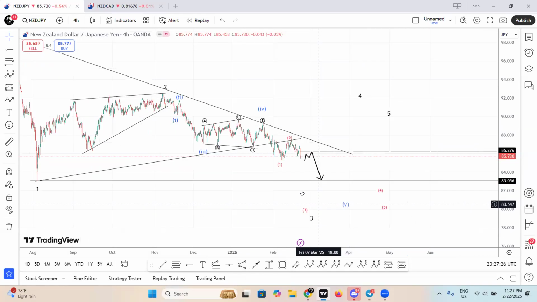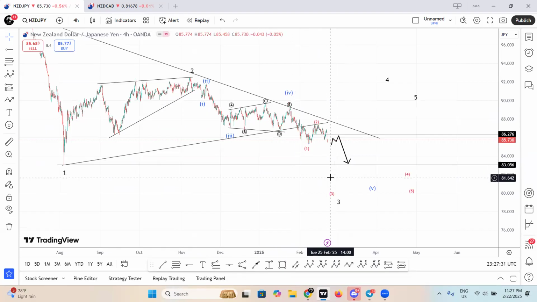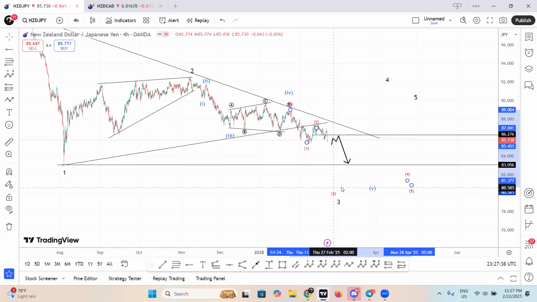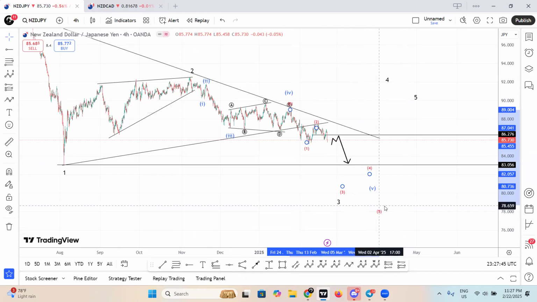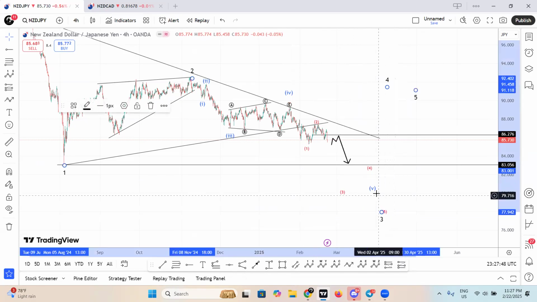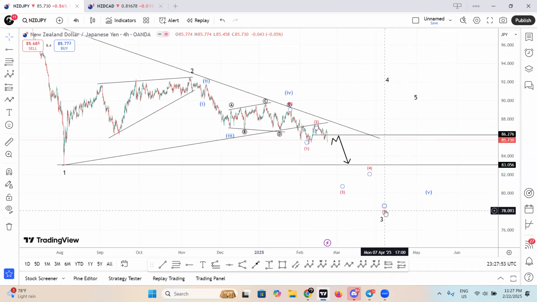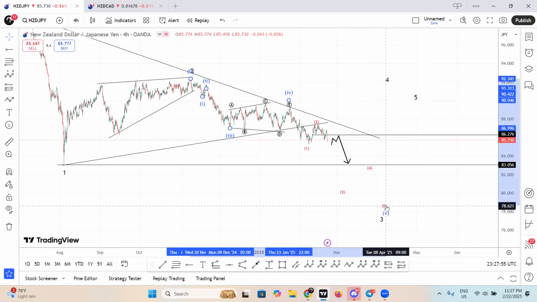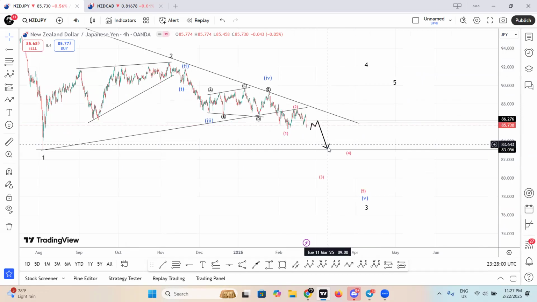So can you see? I'm expecting a long extension wave on that wave 5 of wave 3. Can you see 1, 2? Then we are going for wave 3. Then we go for wave 4, a correction, then wave 5 to complete that wave 3. This is what I'm expecting.